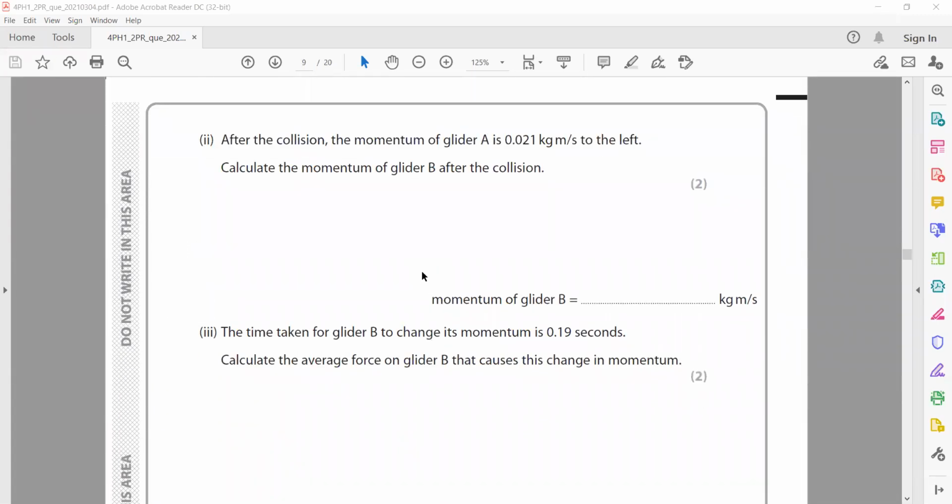After collision, the momentum of glider A is 0.021 to the left. So calculate the momentum of glider B after collision. As we know, the total momentum before collision is equal to the total momentum after collision.